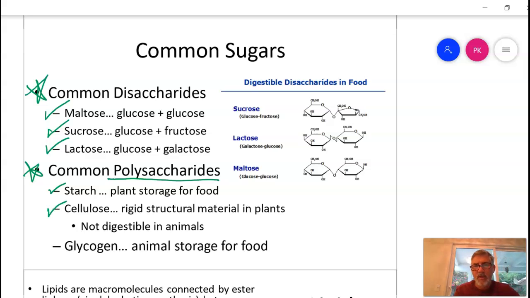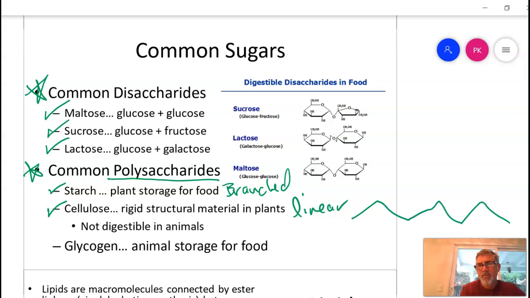Cellulose. Cellulose is a lot like starch, but starch is branched, and this is linear, which you'll see when you do your lab video. Because cellulose is linear, the molecules stack up really well together. Since they stack up really well together, I can't get enzymes in to take them apart. We'll talk about enzymes on Thursday. So they're not digestible to humans.